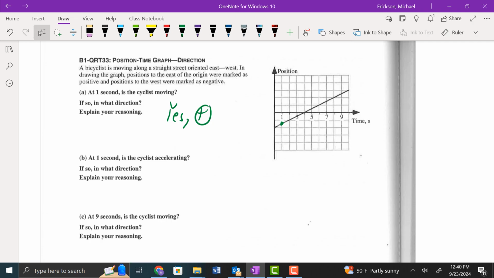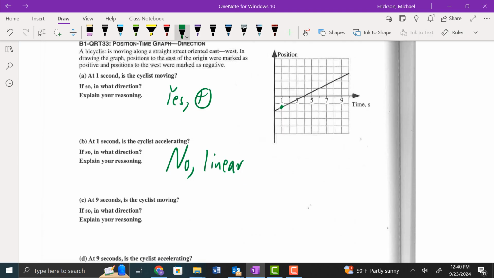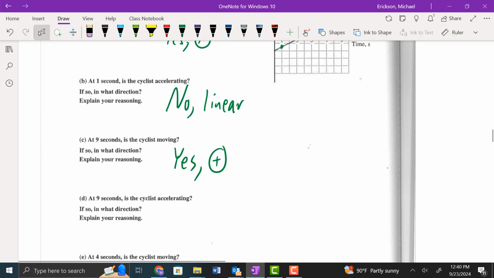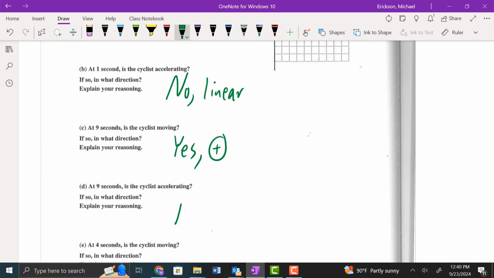At 1 second, is the cyclist accelerating? No. And the reason is my graph is linear. At 9 seconds, are they moving? Yes. Positive slope. At 9 seconds, are they accelerating? Same thing, no. Linear. And you might see a pattern here.